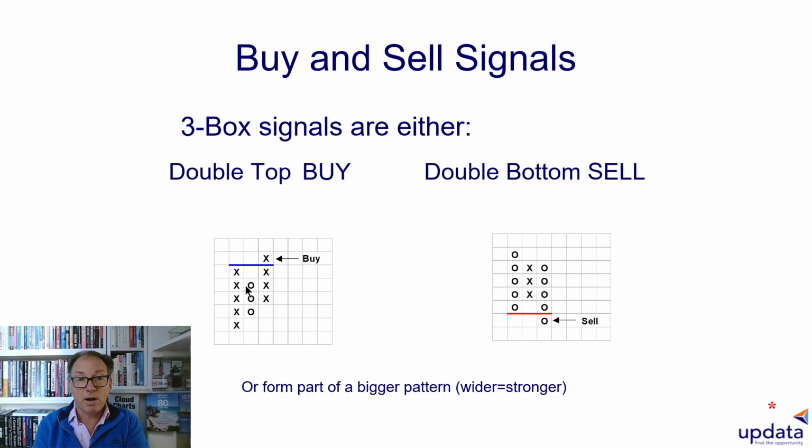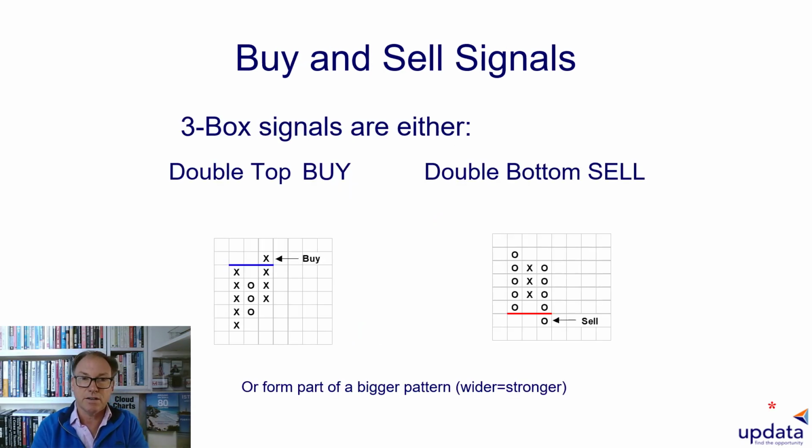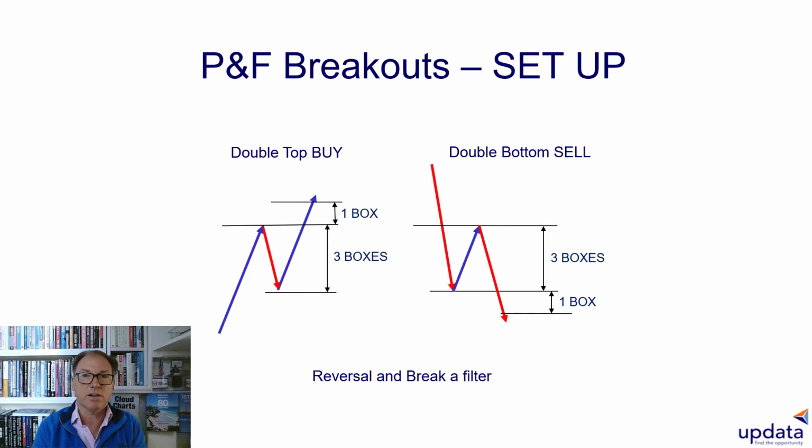A double top buy was where you'd have a thrust off a low, a pullback by 3 units, and then a breakout. And this would be a double top buy, and this would be a double bottom sell. And this is confusing terminology in technical analysis because double tops and double bottoms are reversal patterns, whereas double top buys and double bottom sells are actually continuation patterns. They're different. So it is worth making that differentiation.